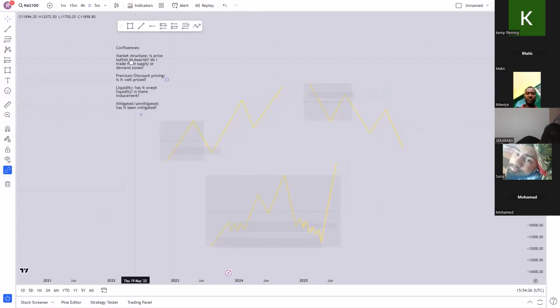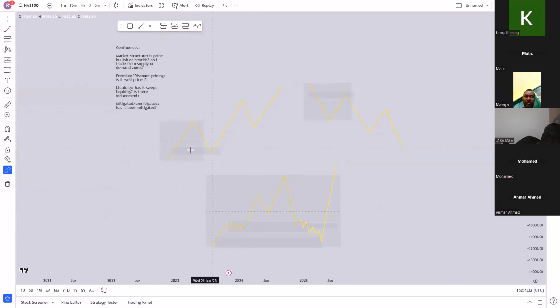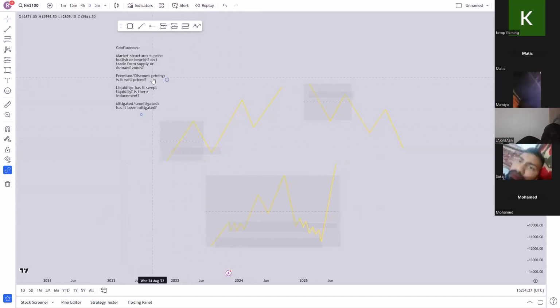Market structure: is price bullish or bearish? It's bullish, okay? Do we trade from supply or demand zones? Demand zones, okay? We're bullish, so we trade from demand zones. Premium and discount pricing: is it well priced? Yes, it's well priced because we are trading below the discount, below the 50% mark. We are within the discount. Liquidity: has it swept liquidity and is there inducement?